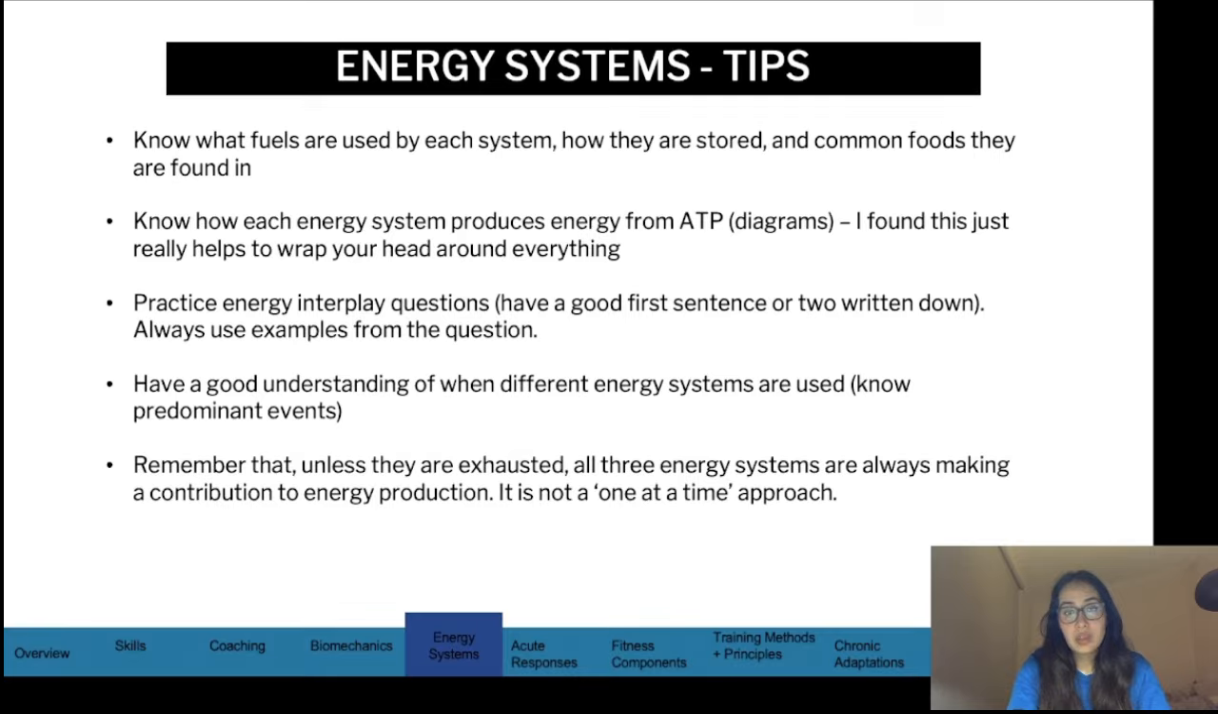Understand those diagrams and each slide about each individual energy system that I went through. Practice these systems interplay questions. I think this is my favorite part of the exam, because if you look at our practice exams, you can see they've kind of recycled the same ideas every time, which makes it a lot more convenient when you're studying.